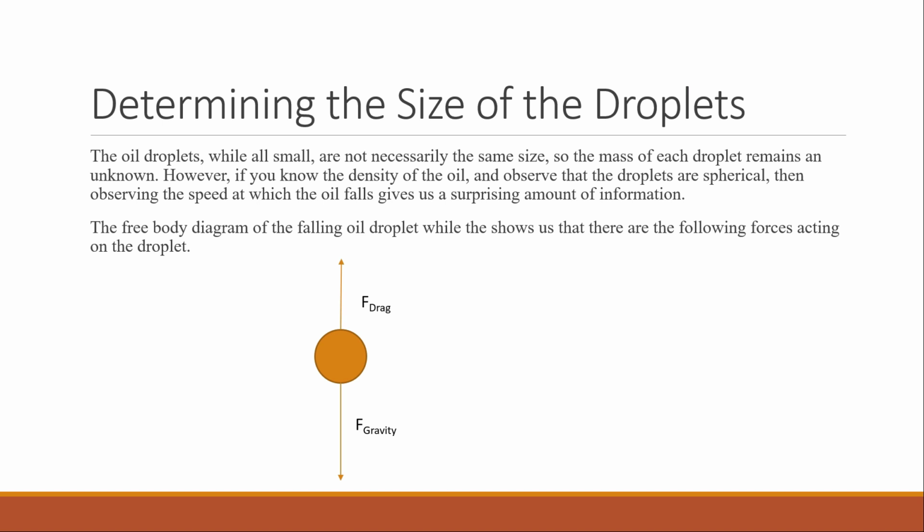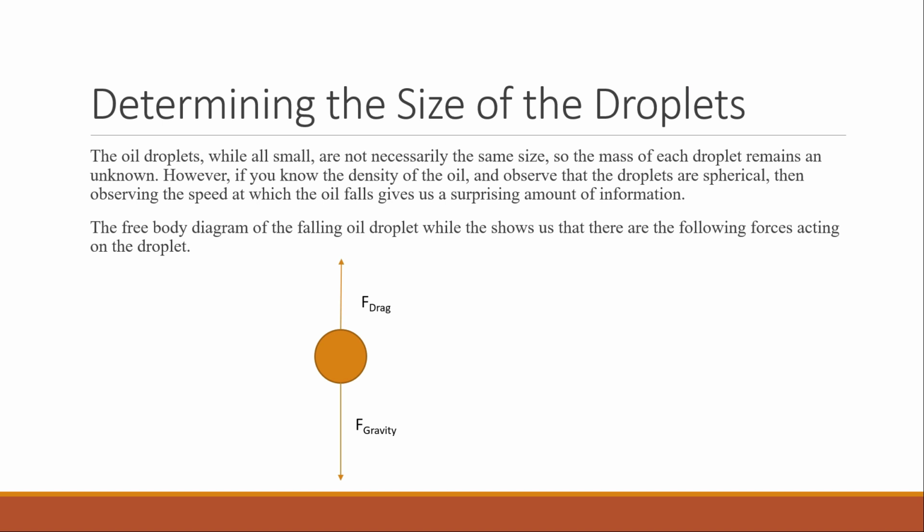So they're all small, but they're not necessarily the same size, and so the mass of each droplet is unknown. The density of the oil is easily measurable when you just have a bunch of the oil. You can just measure the volume and measure the mass. Awesome. You can know the density of the oil, and the droplets are spherical.